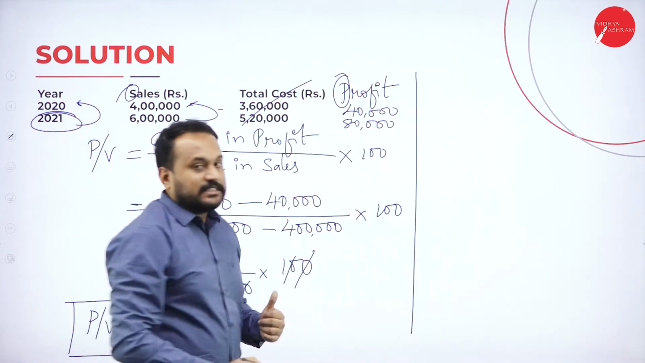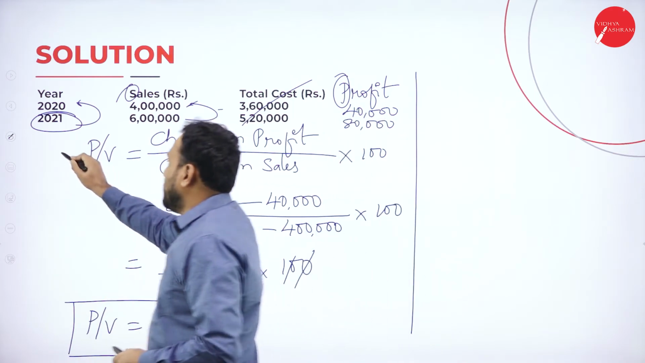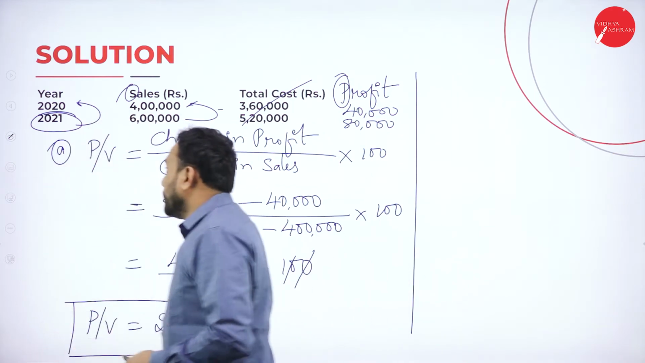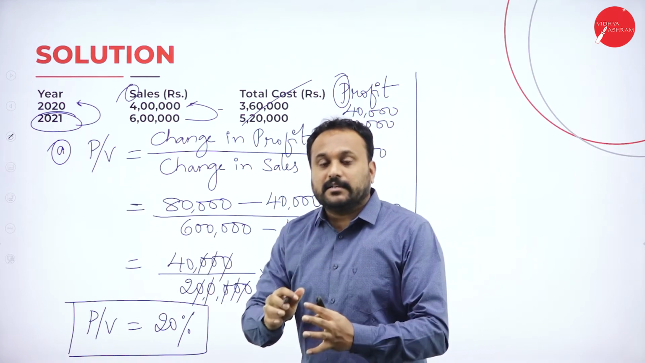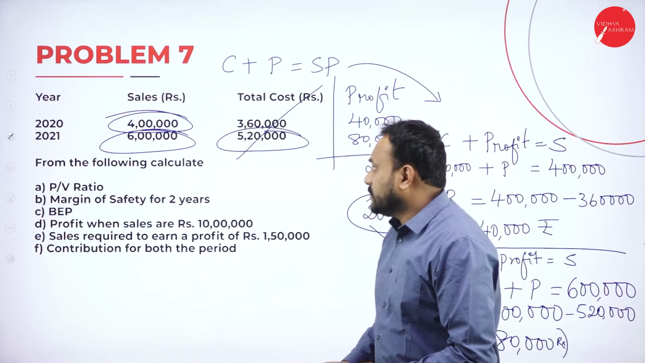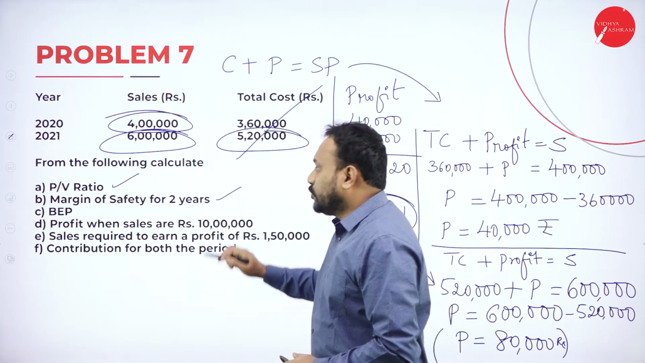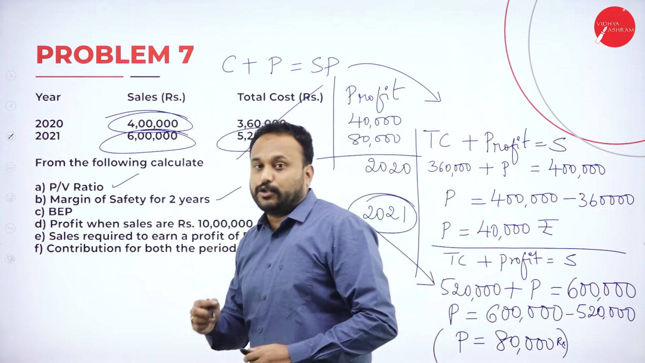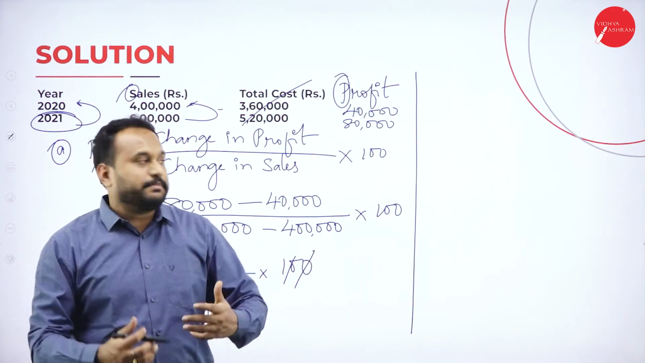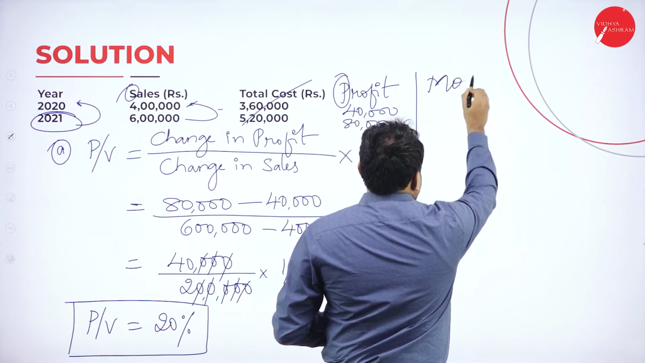So I got my PV here. Done. Now what is the next thing we are supposed to find? So this is my A. I'm done with my A. See, usually write the sub questions, numbers or alphabets properly. So next they are asking me, PV is done. Margin of safety for 2 years. Now, how to go with margin of safety? I told you, if your PV is correct, the remaining will also be correct.